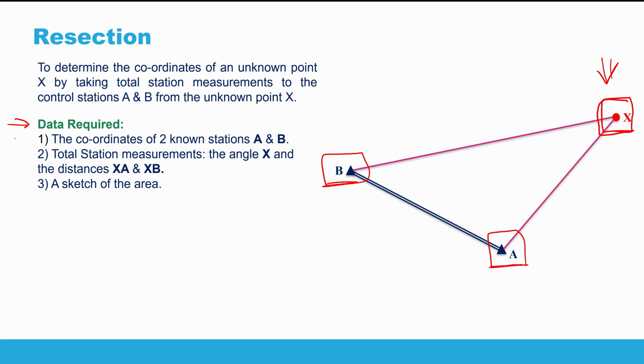Data required for resection calculations are the coordinates of two known survey stations, of course, A and B, for example. And you need to do some measurements using total station to measure angle X and the length of line XA, this one, and the length of line XB, this one. So these are measured values, and also you need to draw a sketch of the area, and this will help you to do correct calculations.